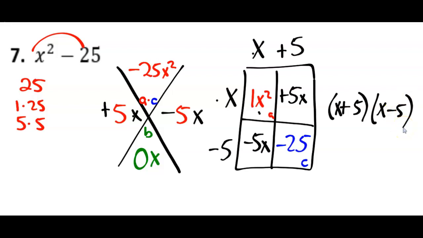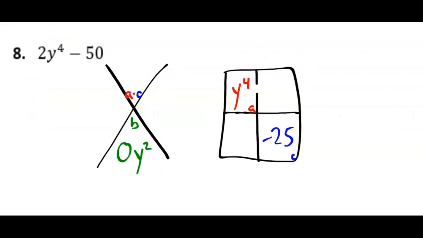Awesome. What about in number 8, where I do have something in common? I have a 2 in common. I can take a 2 out of both of these, correct? Can. So I'm going to get 2 times y to the 4th minus 25. Okay, so I filled in my a, I filled in my c based on my taking my 2 out. Got my b down here because there's no b in there.